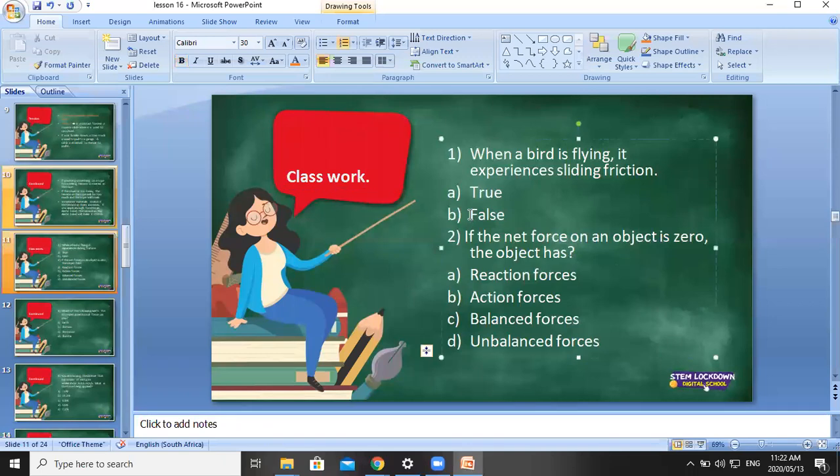Which friction is the bird experiencing? When a bird is flying, it experiences sliding friction, true or false? We said it's false. So what type of friction is the bird experiencing? I've explained that when an object is moving in a fluid, be it water or air, it is experiencing a frictional drag. Remember that birds experience friction drag. Friction drag is a friction that is experienced in the air or in water.